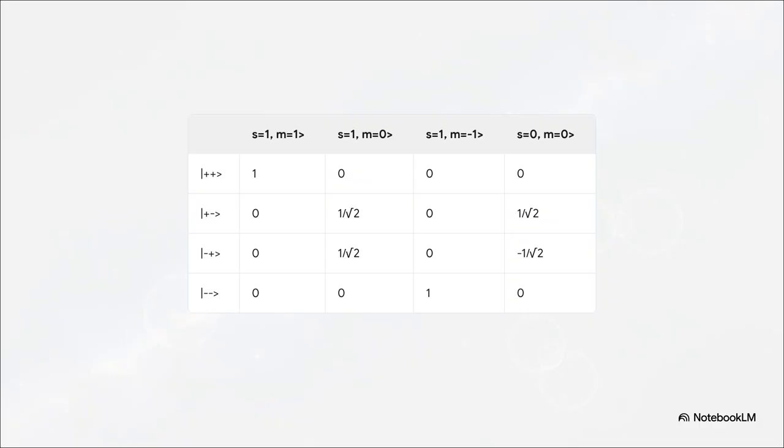So let's go back to our simple two-spin example for a sec. This table right here, this is the Clebsch-Gordan recipe for that system. And check it out, if we look at the column for the S equals 1, M equals 0 state, what do we see? We see coefficients of 1 over root 2 for the up-down state and 1 over root 2 for the down-up state. That's it. That's the exact recipe we saw before. This table just lays out all the precise numbers we need to switch between our two languages.